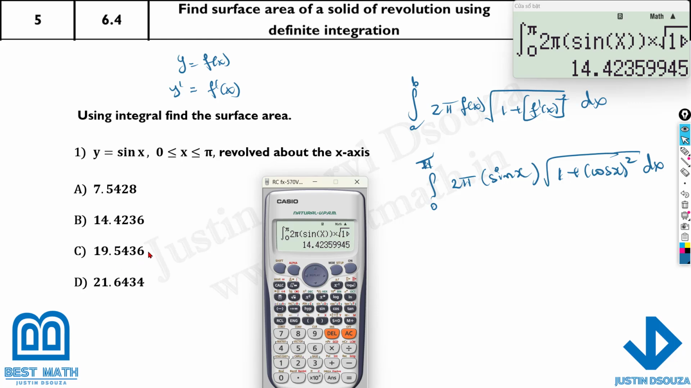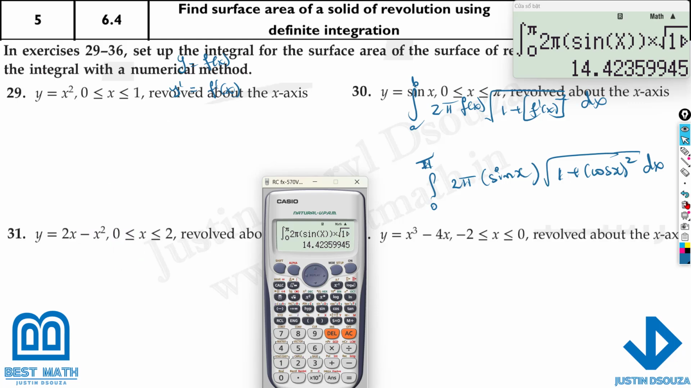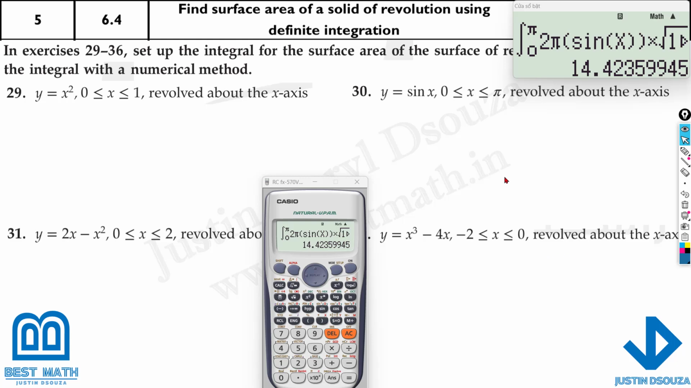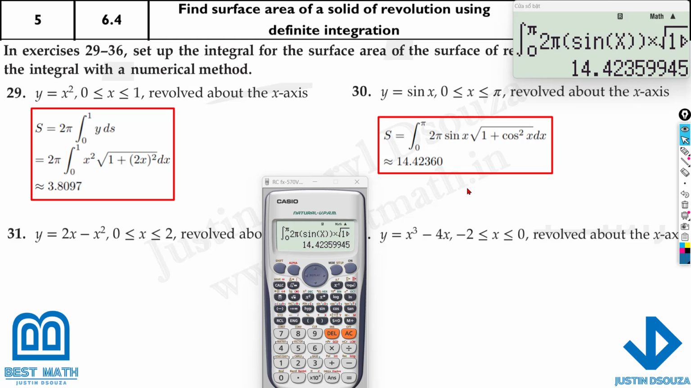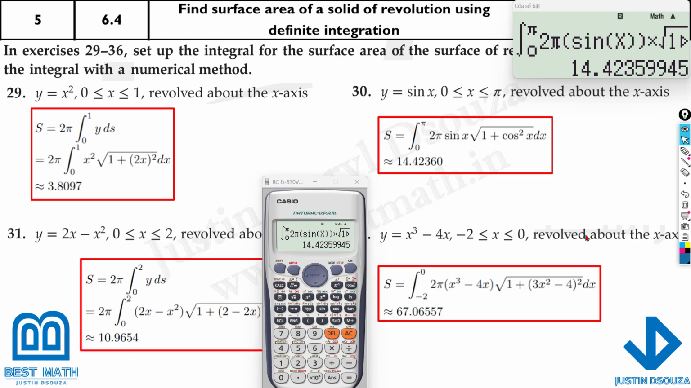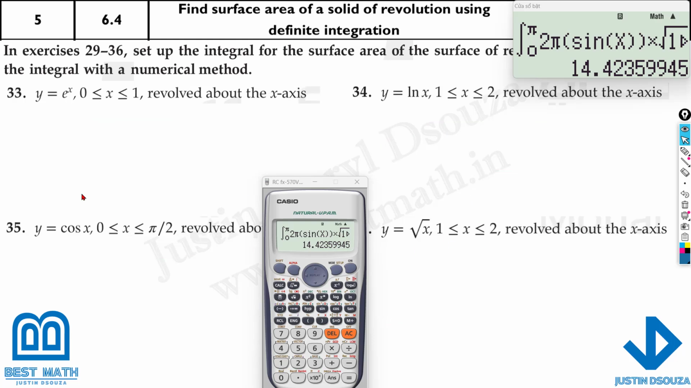It's 14.42. That's option B. As simple as it gets. You can try these problems by yourselves. They are pretty straightforward. There's nothing difficult in these. And here are the methods, and these are the answers. Please do try them by yourselves.